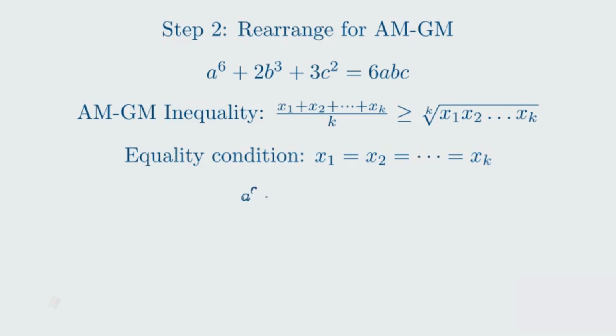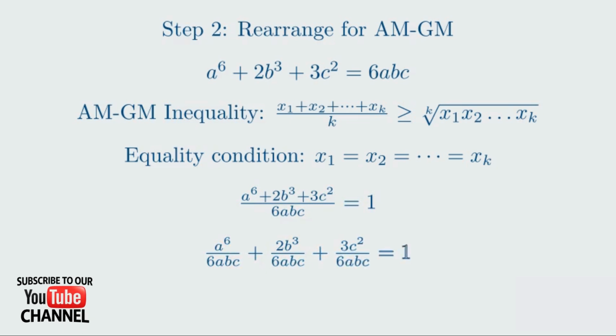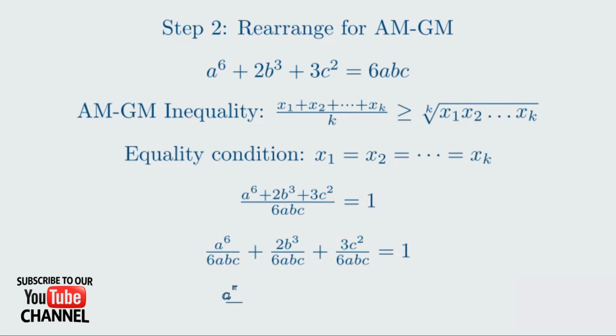Let's divide our entire equation by 6abc. Since a, b, and c are all positive, because x squared is always non-negative, we don't have to worry about dividing by 0 or reversing the inequality. Distributing the division, we get a to the sixth over 6abc plus 2b cubed over 6abc plus 3c squared over 6abc equals 1. Now, let's simplify each term.